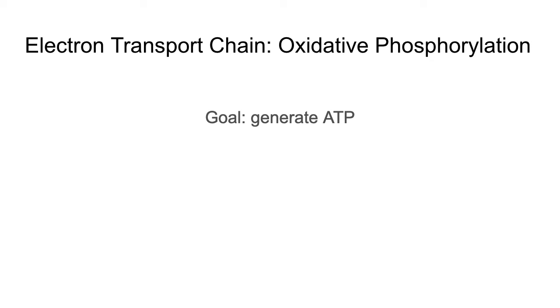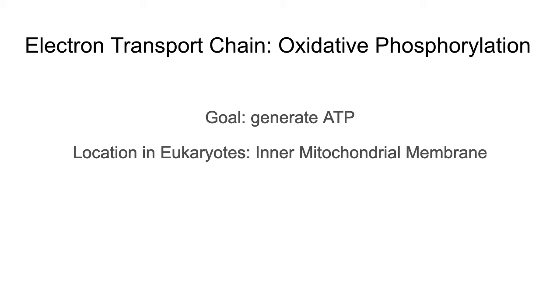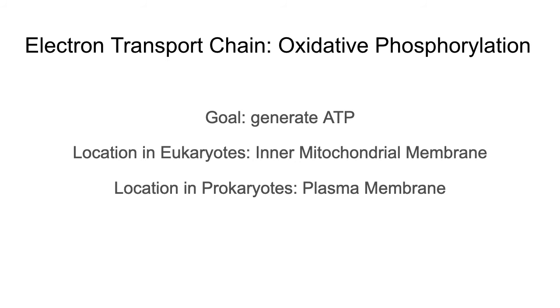The goal of this step is to generate ATP. This step generates the most out of all the others in cellular respiration. The location in eukaryotes is the inner mitochondrial membrane. The location in prokaryotes is the plasma membrane.